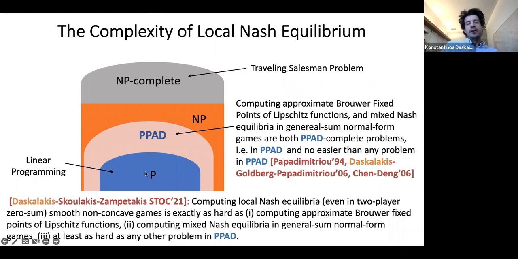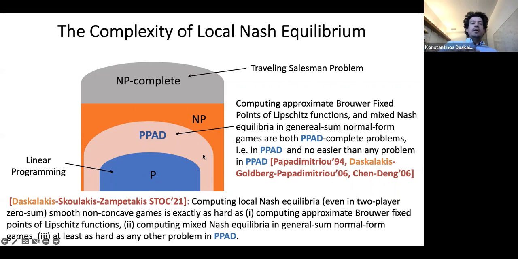Here's a picture showing three complexity classes: P and NP, which you're familiar with. P contains things like linear programming. NP contains problems like traveling salesman, hard problems. PPAD, this class is in the middle between the two, and it captures problems like finding fixed points of Lipschitz functions or finding mixed Nash equilibria of general-sum normal form games in mixed strategies.